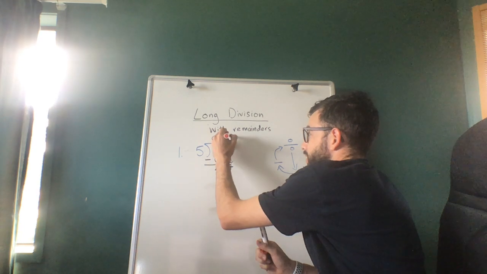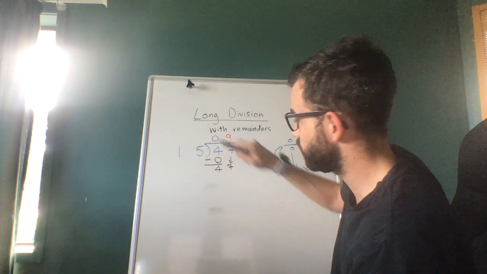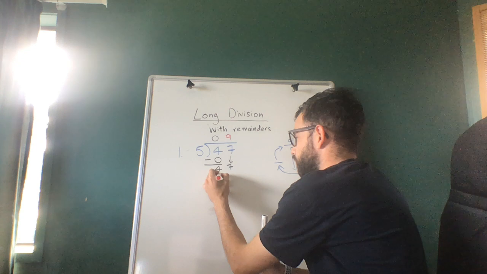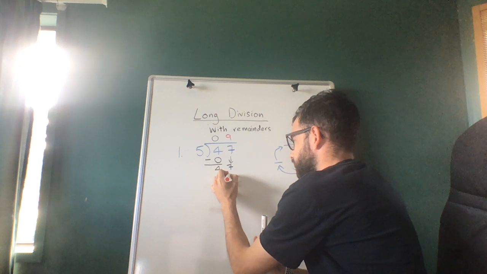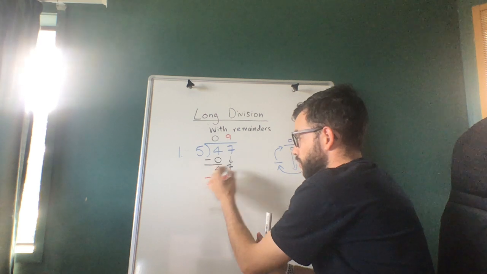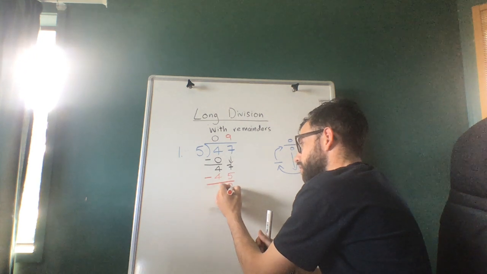The answer to that is 9. So we write 9 up there. Then we go 5 times 9. 5 times 9 is 45. We then subtract. 47 take away 45. This is practicing our long subtraction as well. Is 2.